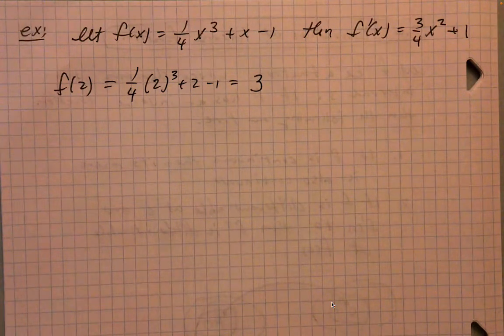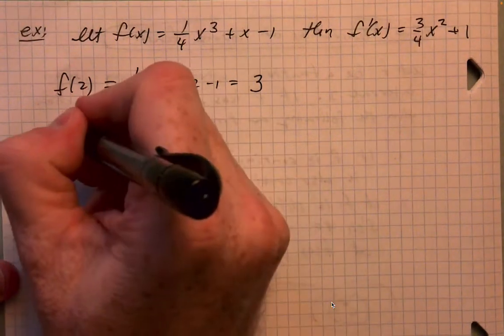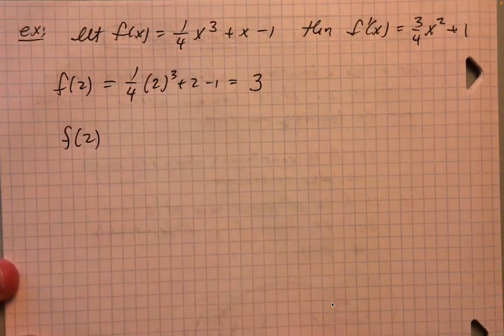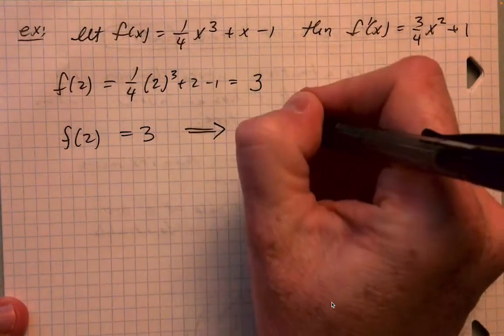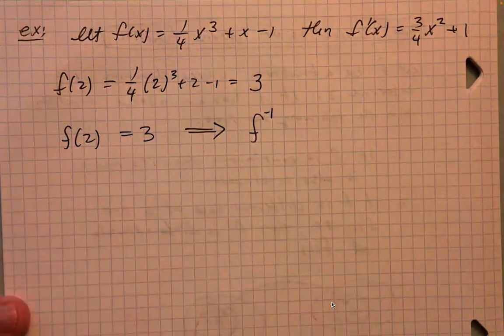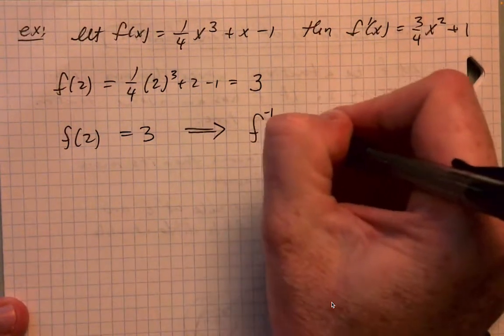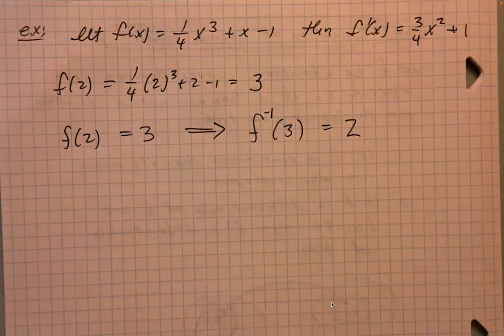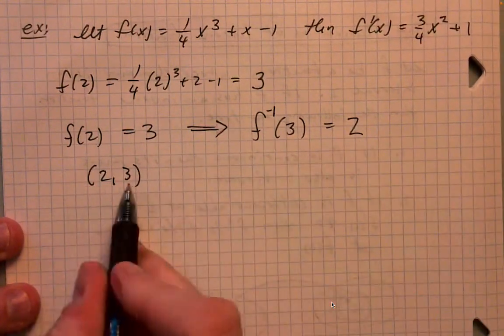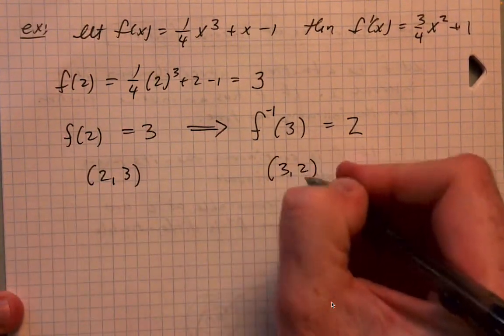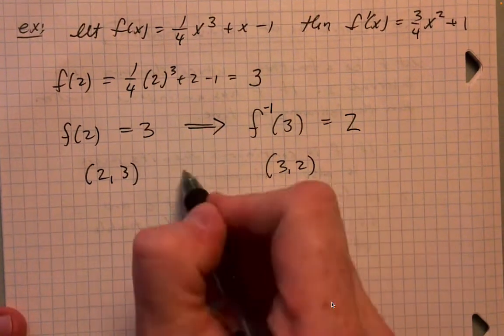And so f has an inverse function. And so if f of 2 is equal to 3, then f inverse of 3 would be equal to 2. That's kind of the way inverses work, right? So if f of 2 is 3, then f inverse of 3 is 2. Hopefully this is straightforward. If the point (2, 3) is on f, then the point (3, 2) is on f inverse. That's basically all that we're saying here so far.